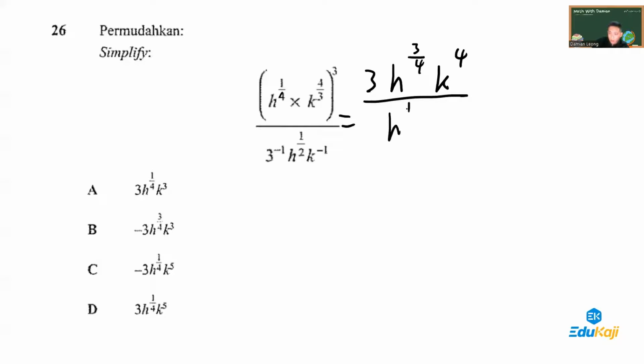Then divide by h to the power half, k to the power of negative 1. Divide means power minus. So 3 over 4 minus half. And for the k, 4 minus negative 1.